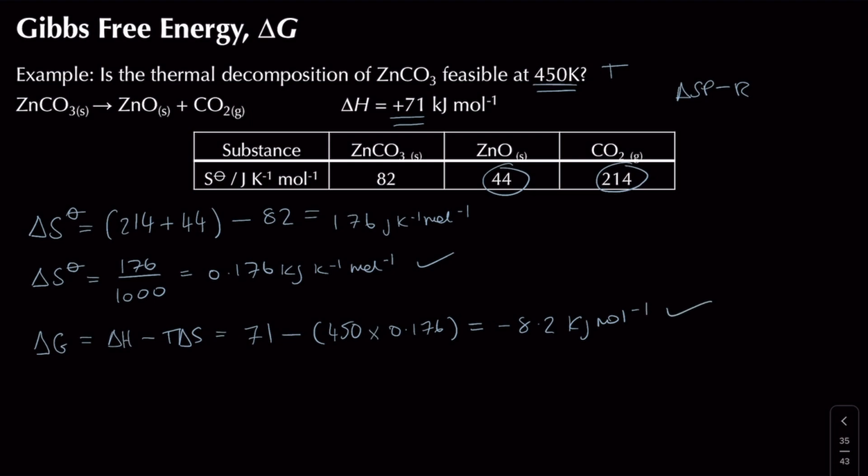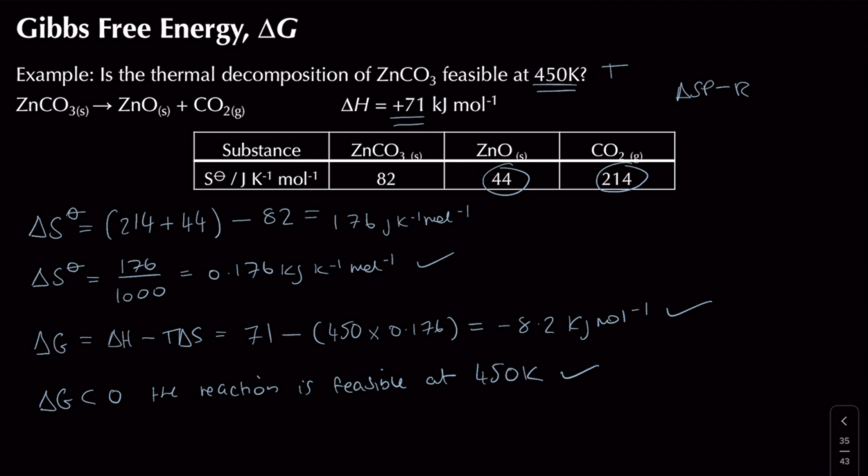So what do we normally say at the end of these questions? Well, it's asked us if it's feasible or not, and we need to show this by calculation. Well, we know that, of course, delta G is going to be less than 0. So the reaction is feasible at this temperature of 450 Kelvin itself. And of course, there's our final mark there.